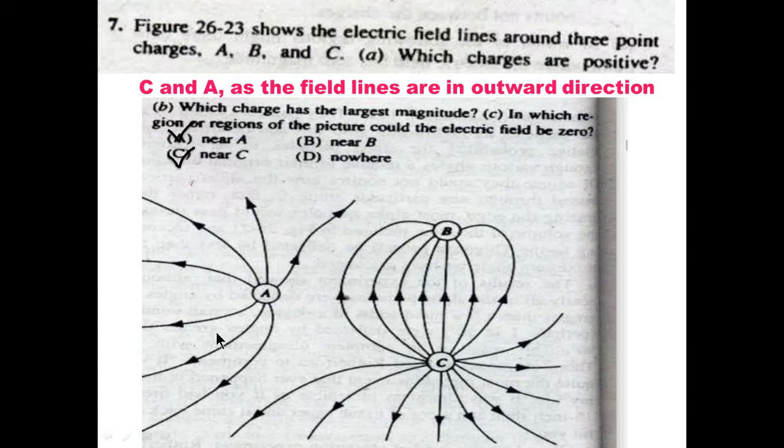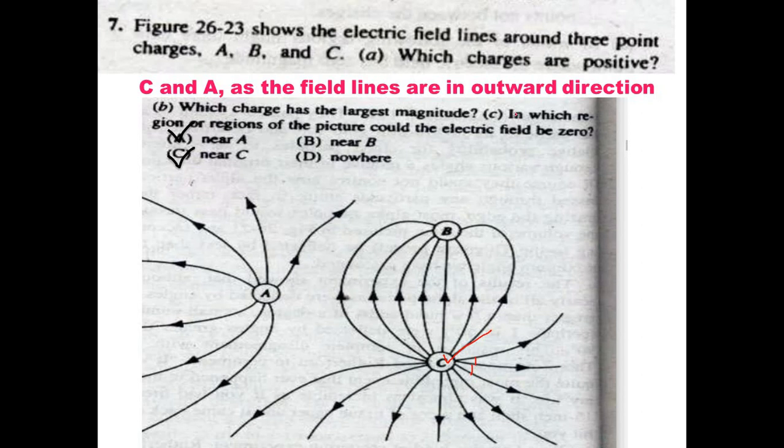Third, you can check the number of field lines. Here for A, the field lines are 1, 2, 3, 4, 5, 6, 7, 8. For B, it is 1, 2, 3, 4, 5, 6 and 7. And for C, it is 1, 2, 3, 4, 5, 6, 7, 8 and 9. So the only option here is option C, as it has the largest number of field lines as well as the smallest angle. You can see that compared to the others the field lines are very closely spaced to each other, so it's very likely that charge C has the largest magnitude of all the charges.